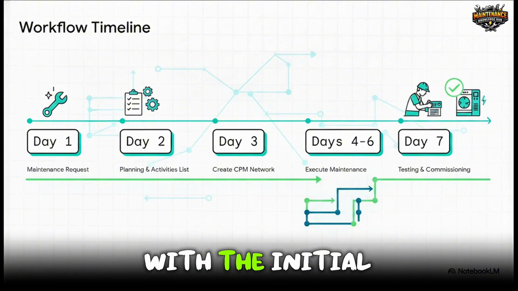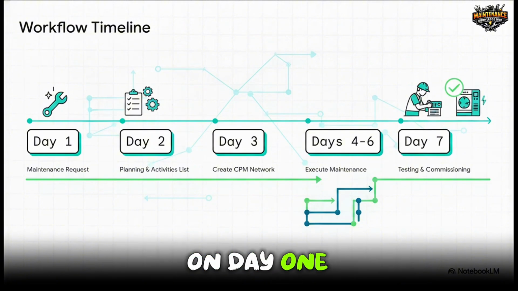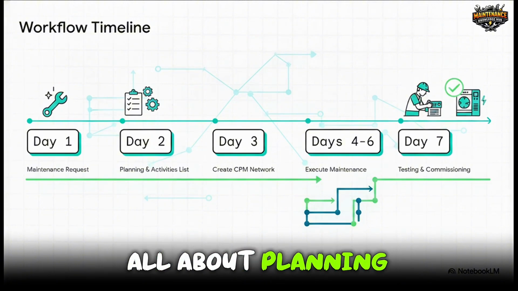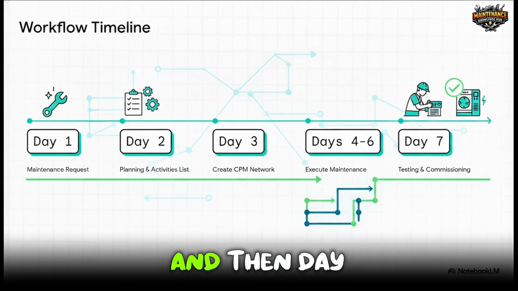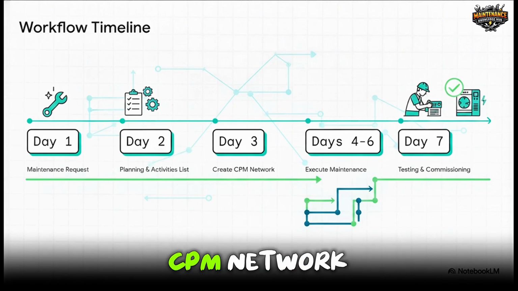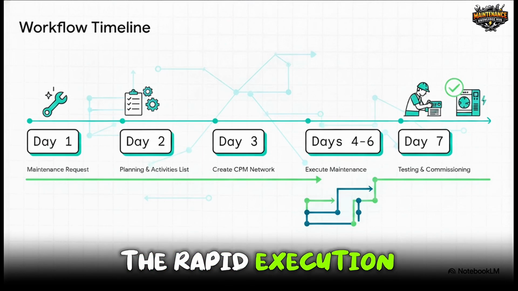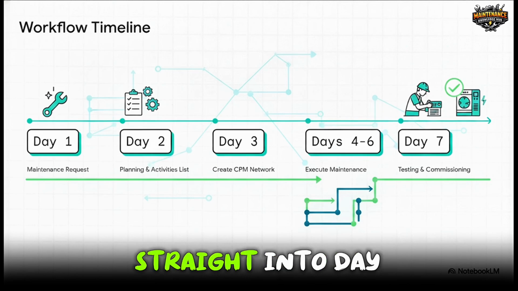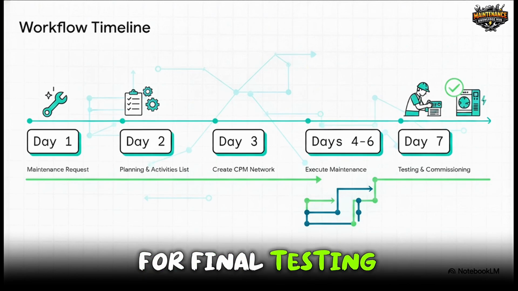It all starts with the initial maintenance request on day 1. Day 2 is all about planning and getting your activities listed out, and then day 3 is where the magic happens. That's when we actually create our CPM network. Days 4 through 6 are the main event, the rapid execution of the maintenance itself, which leads us straight into day 7 for final testing and commissioning.